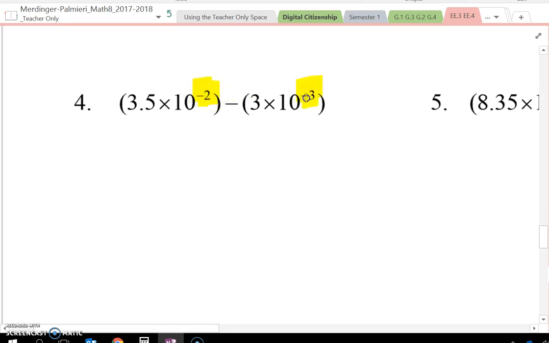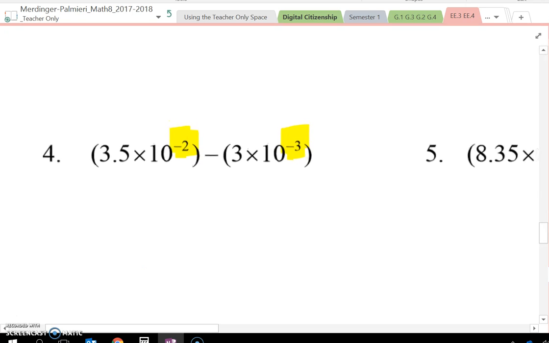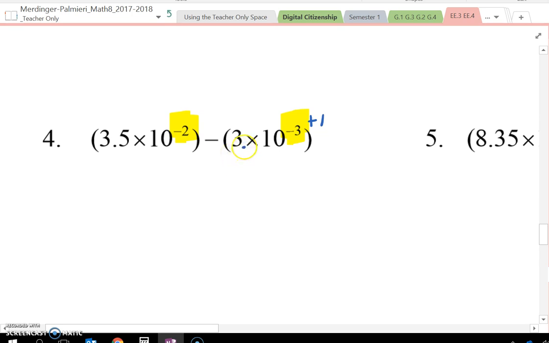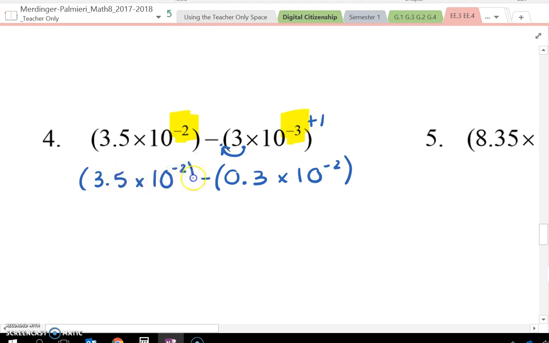And in looking at our exponents, I can see that they are not the same. -2 and -3, my -3 is smaller. So I want to bring that one to match the -2. And we do this by adding 1. So 3 right now has a decimal behind it. We are going to add a space by moving it to the left. And my new first factor is 0.3. This is times 10 to the -2nd power. And I'm going to drop down everything else. So I have 3.5 times 10 to the -2nd power.